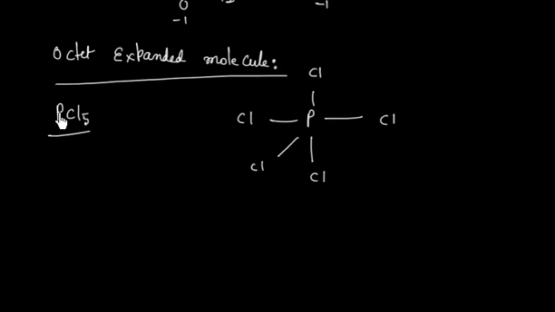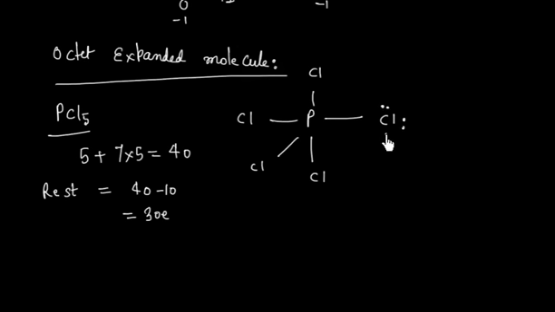Now if you see total electrons, we have phosphorus as 5 and chlorine will have 7 into 5, so that is 40 electrons we have. We have made 5 bonds, so we have used basically 10 electrons. So how many rest electrons do we have? Rest we have 40 minus 10, that is 30 electrons. So we can place them on 5 chlorines equally, 6 electrons on each chlorine. So 2, 4, 6.